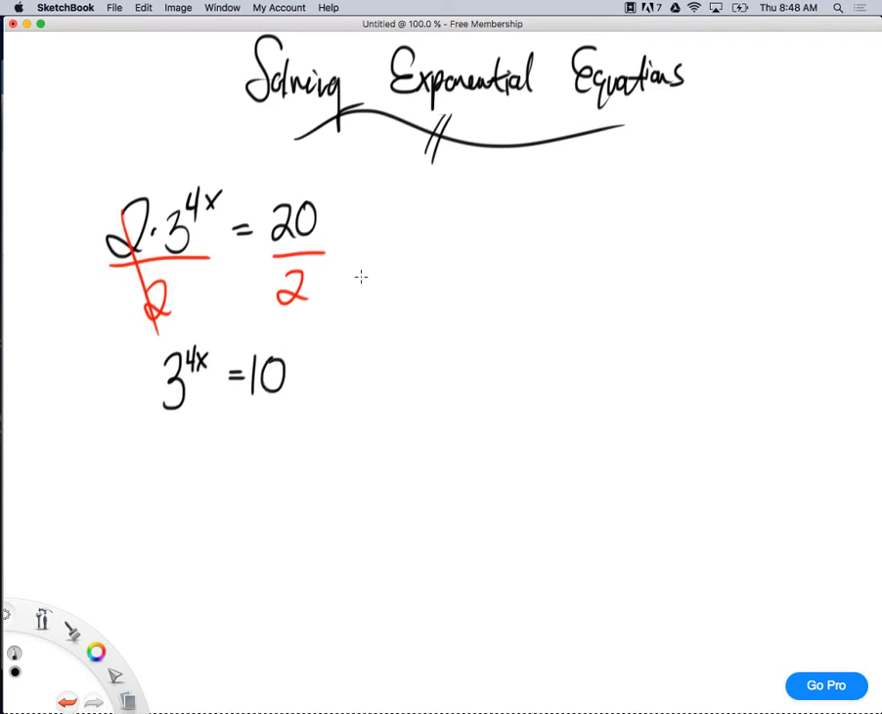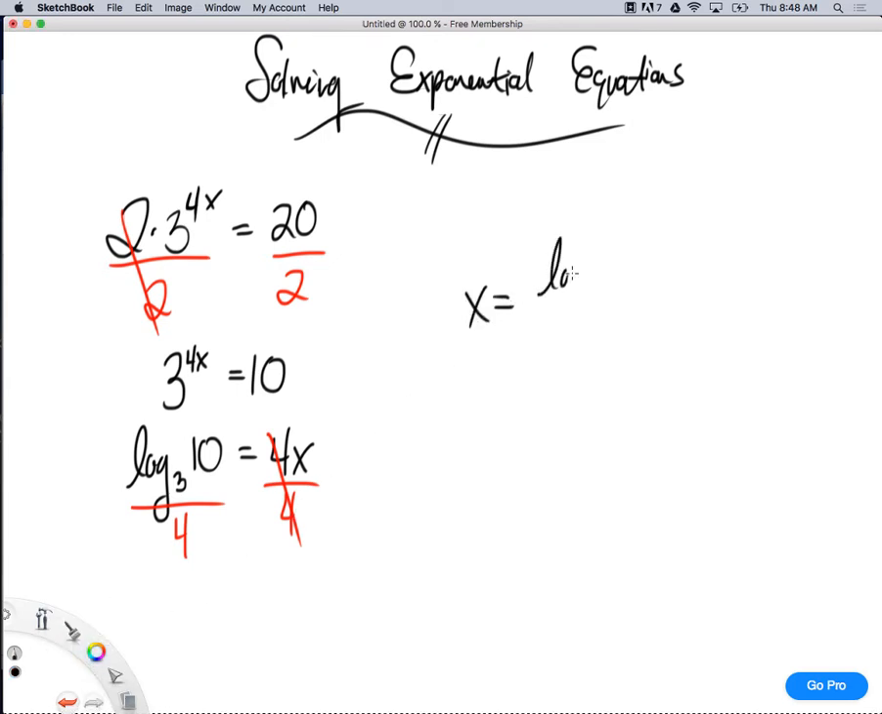Now, I've got it in simplified exponential form here. So I have to now convert this to logarithmic form in order to solve. So this becomes log base, what's the base? 3, good, of 10, good, equals 4x. To solve it from here, I divide by 4. And I end up with x equals log base 3 of 10 over 4.